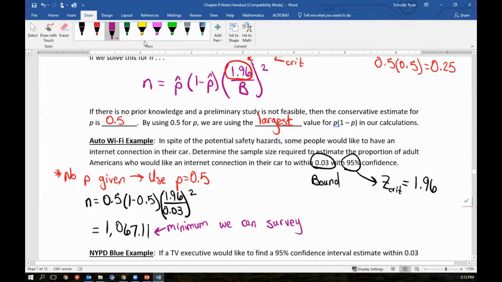So obviously I can't survey 0.11 of a person. I'm not going to just talk to their finger or their arm or their elbow. So that means I have to round up to the next whole number. So round up. Okay, so that means our final answer would be 1,068.